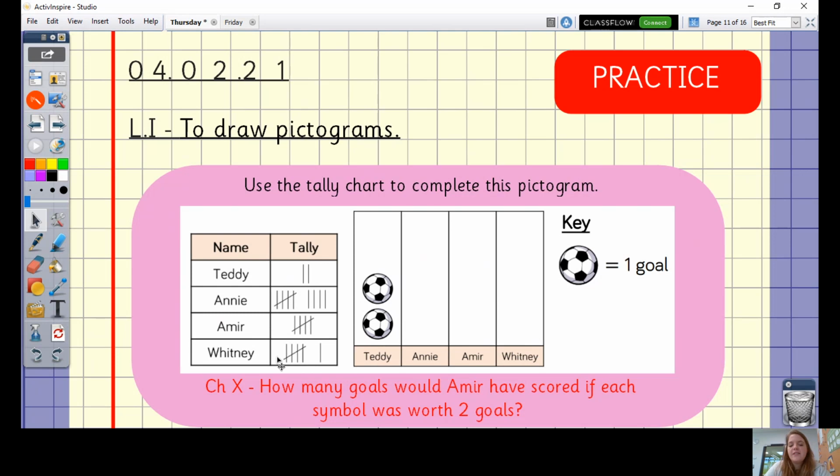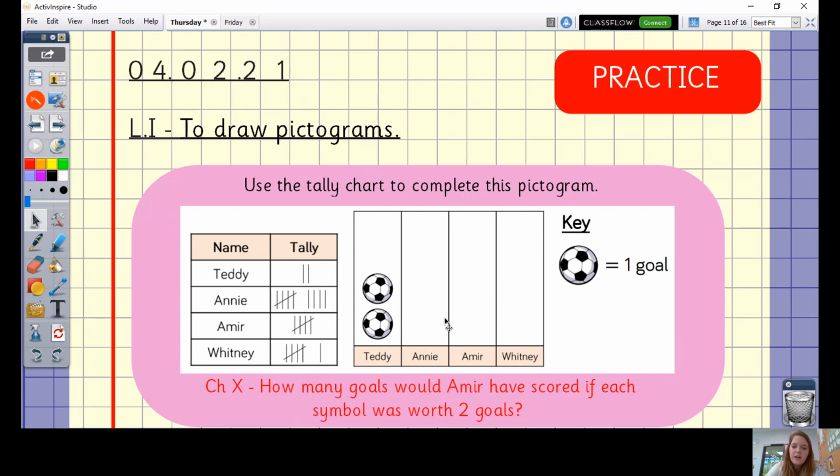So use the rest of the data from the tally chart to complete this pictogram. You may want to draw your pictogram out, just like this one. You may choose you want to draw it the other way round. So Teddy, Annie, Mia, Whitney underneath each other and the footballs going to the side.